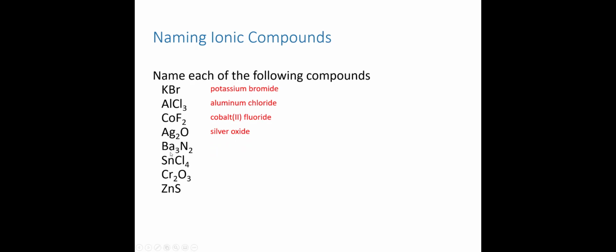Here we have barium, and we have nitrogen, and that's going to become nitride, IDE. Barium can only form 1 charge because it's in group 2A, so the name is barium nitride.